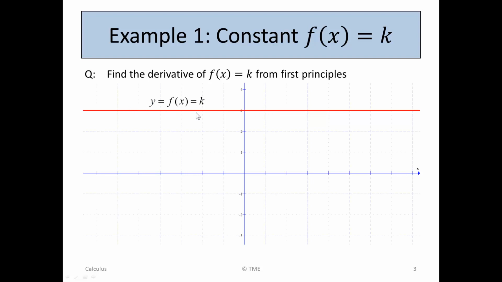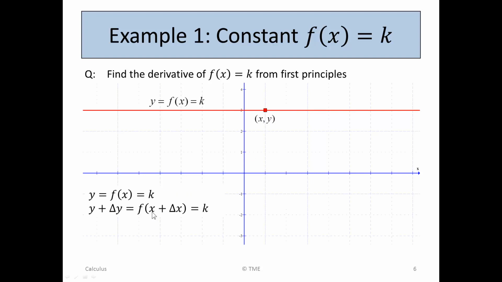But similarly, there are lines parallel to this. That's the line y is 0, y is 1, y is 2, etc. All the lines parallel to that. So we'll now use it to get the derivative of y equals f(x) equals k, a constant.